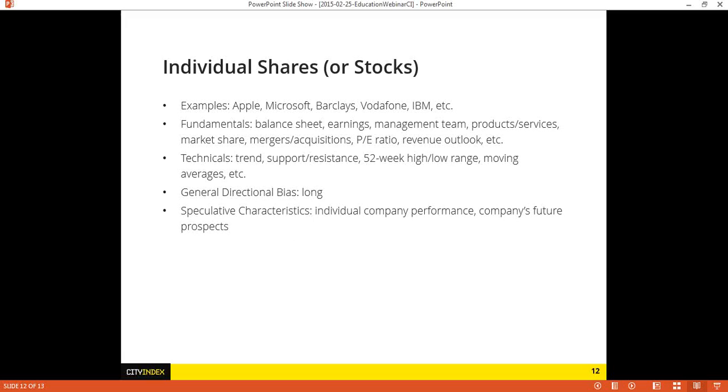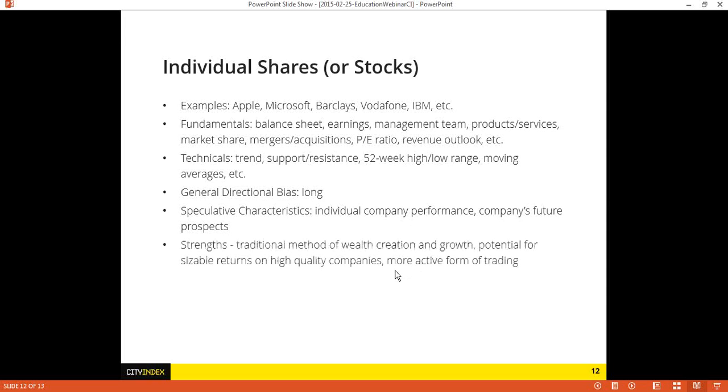Okay, so speculative characteristics we're looking at for shares and stocks are individual company performance and company future prospects. And the strength of trading shares is that it's a traditional method of wealth creation and growth. How many people have you heard tell you that they bought this particular stock or share 10 years ago, and now they're extremely wealthy? Okay, I mean, it happens all the time. Potential for sizable returns on high-quality companies, and also it can be a more active form of trading.